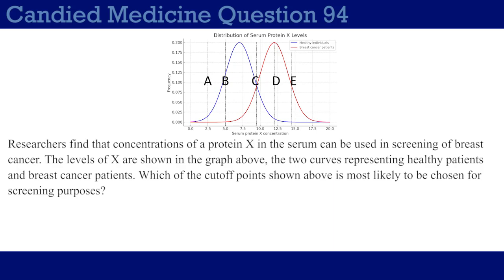Researchers find that concentrations of a protein X in the serum can be used in screening of breast cancer. The levels of X are shown in the graph above, the two curves representing healthy patients and breast cancer patients. Which of the cutoff points shown above is most likely to be chosen for screening purposes?